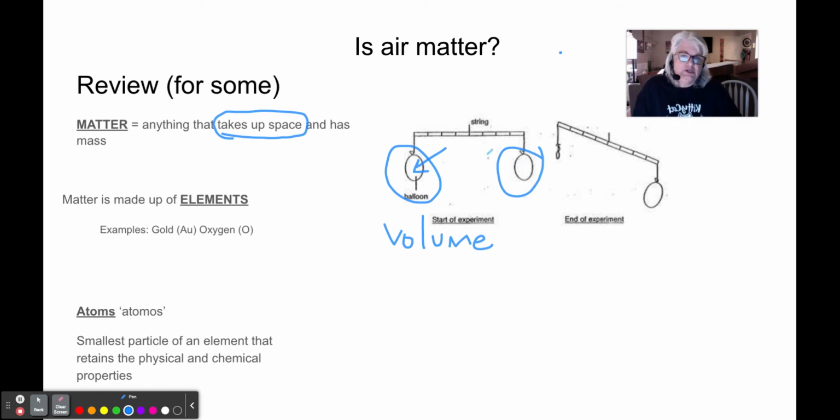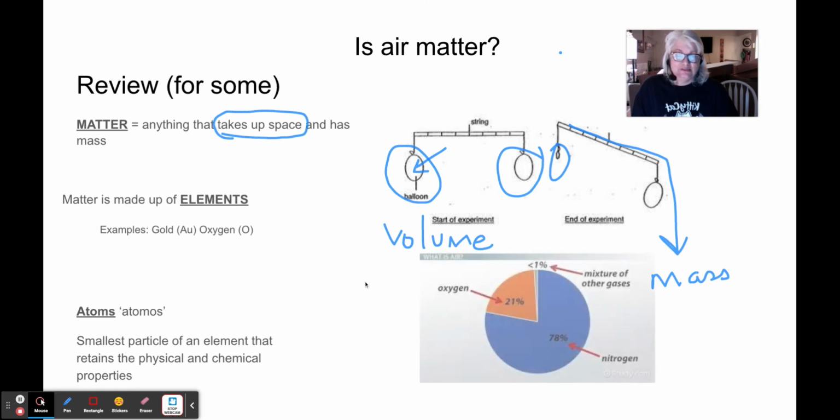Now, in order to determine if it has mass, they let the air out of one balloon, and notice that the balloon still blown up has more mass, so it pulls the straw down. So yes, we have mass. The truth is air is matter, and it's actually made up of quite a few elements. Most people think that the air that we breathe is mostly oxygen, and that's not true. It is mostly nitrogen.